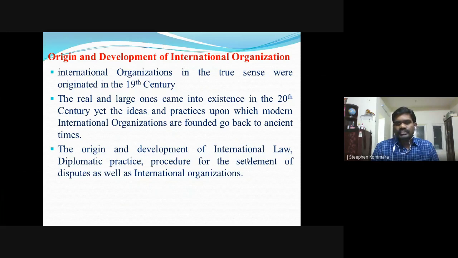The origin and development of international law, diplomatic practice, and procedure for the settlement of disputes, the procedure for the settlement of problems or disputes. These are all undertaken by the international organizations. The main duty of international organizations is to maintain international law and order among nation states, to proclaim diplomatic practice, and to maintain procedure for the settlement of disputes. This is one of the important aspects of the origin and development of international organization.